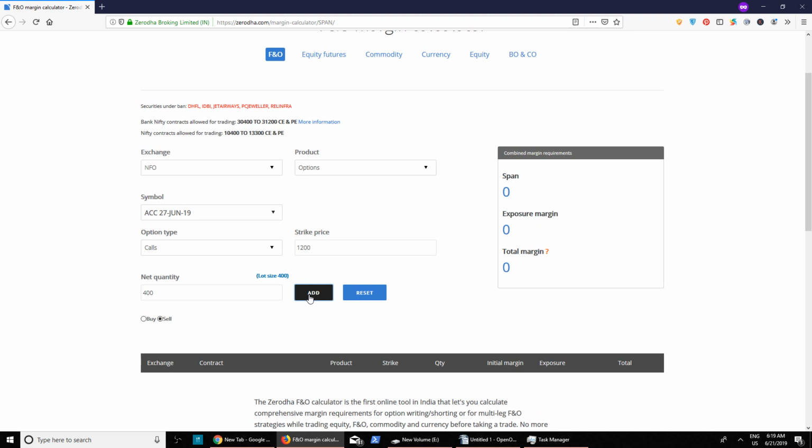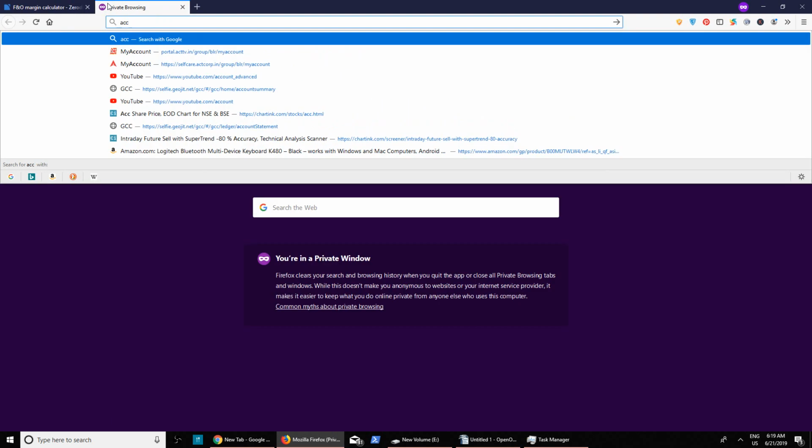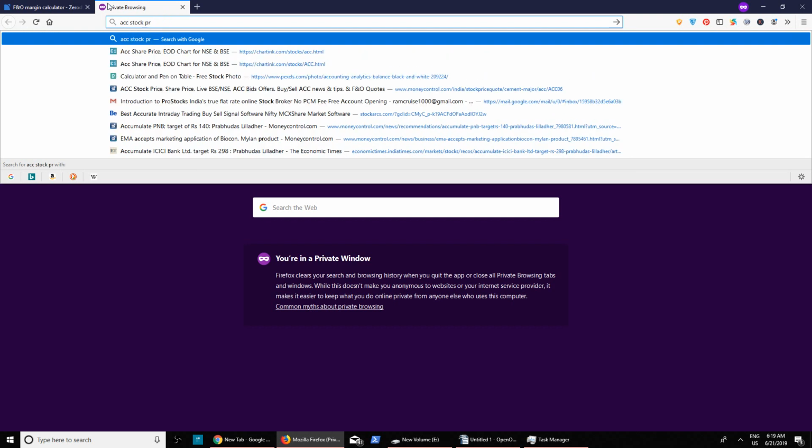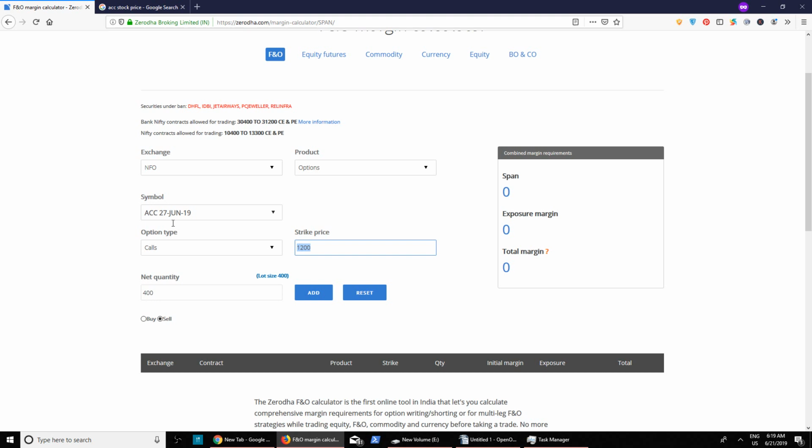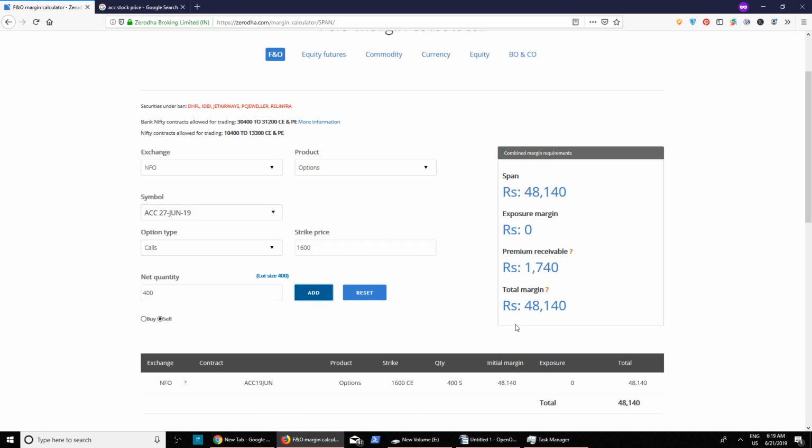I'll have to see the stock price. Here I go, so 1538. So if I have to sell the 1,600 call, the margin required is 48,000. This is based on the volatility of a particular stock, and that's why in this stock the margin required is slightly less.